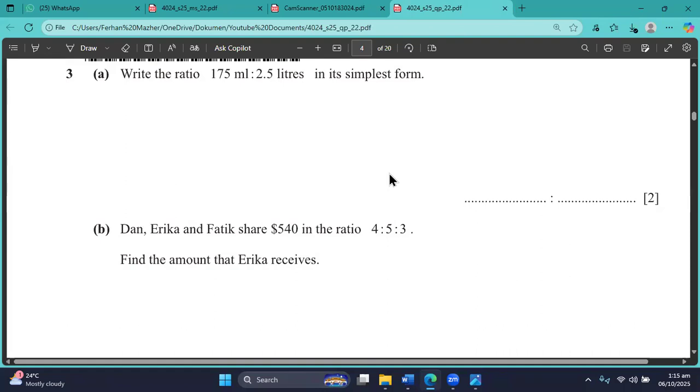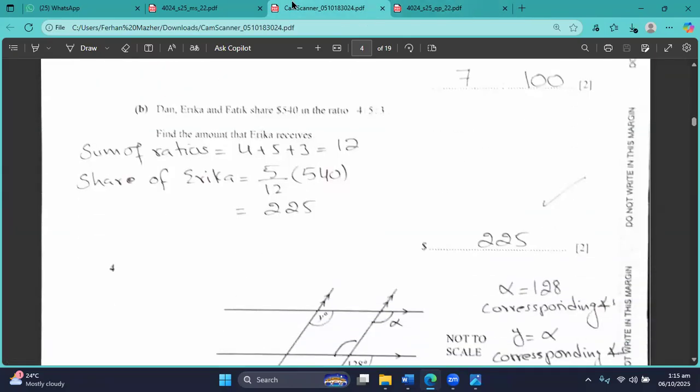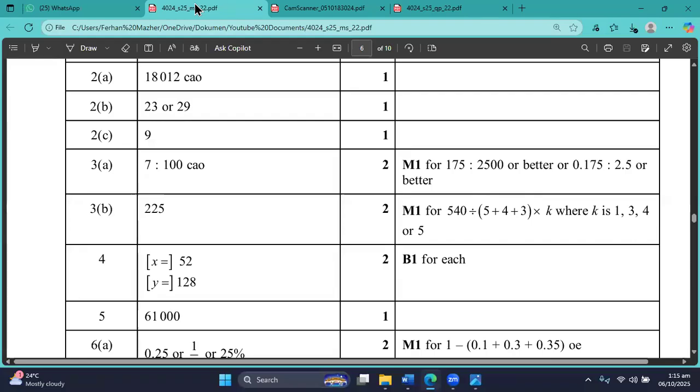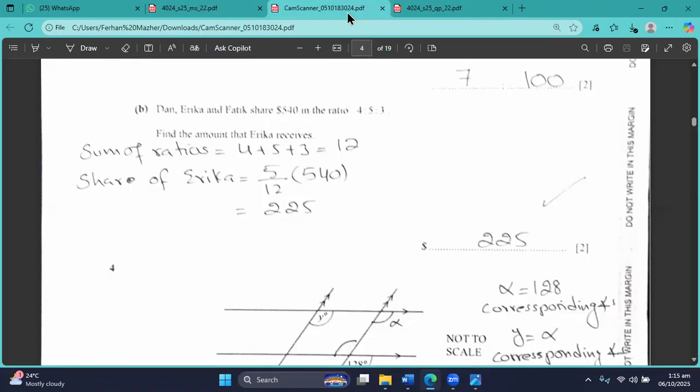The next question is question number 3, part B. It says Dan, Arika, and Patik share $540 in the ratio 4:5:3. Find the amount that Arika receives. This is the money to be divided, and this is the ratio between their shares. First of all, we will find the sum of the ratio: 4 plus 5 plus 3, that will be 12. Arika's share is 5 by 12 multiplied by 540. That will be 225. So Arika will get $225. That is right. This is how it is done. I hope you understand.